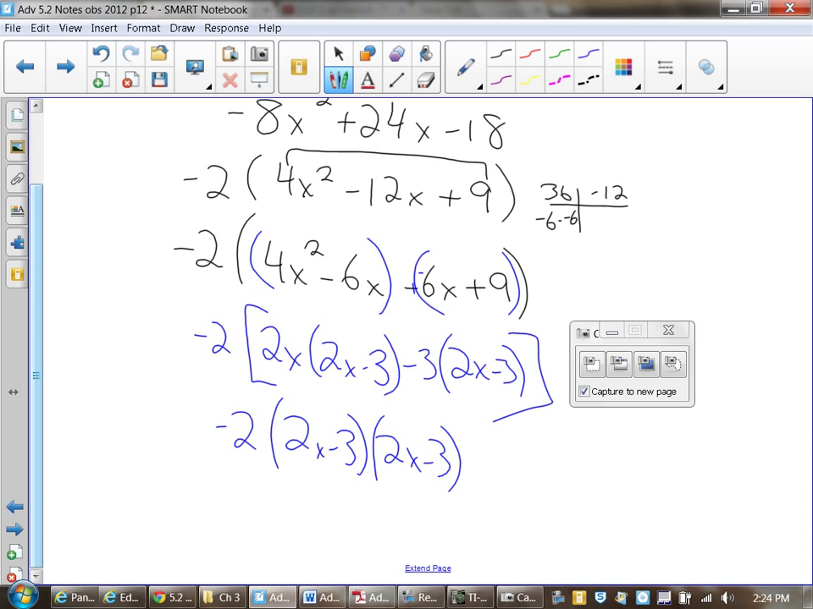Yeah, that's fully factored. Factoring is... Mr. Murphy, why? It's finding zeros, basically boils down to that.